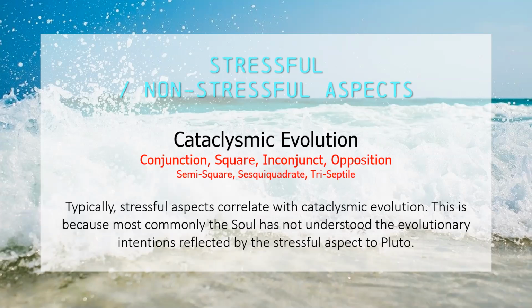So typically, the stressful aspects, the conjunction, the square, the inconjunction, and opposition, correlate with cataclysmic evolution. And this is because the soul is typically unconscious of the changes that are needed. So again, the positive effects of the stressful aspects can be igniting or inducing the necessary tension or stress so that the need for change becomes conscious.